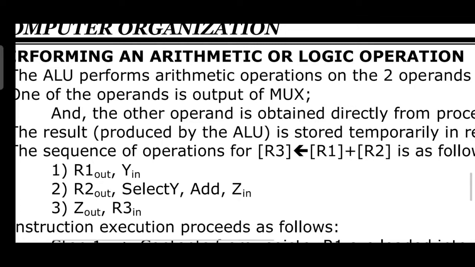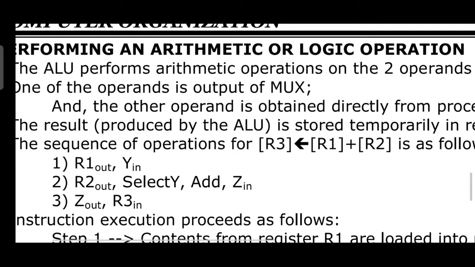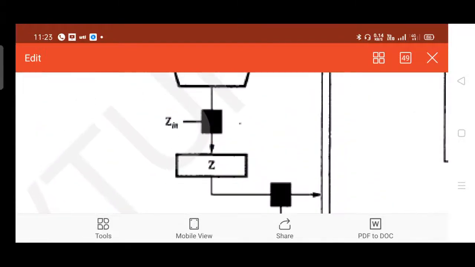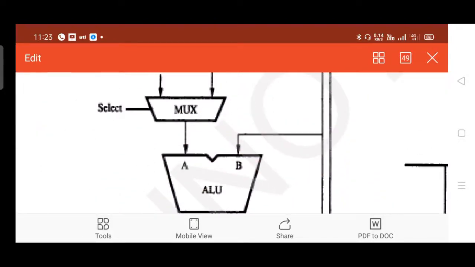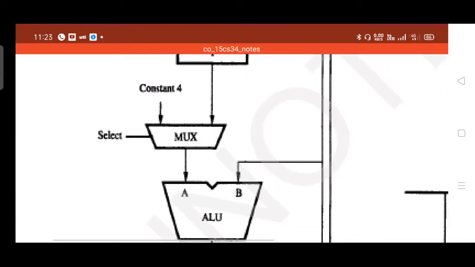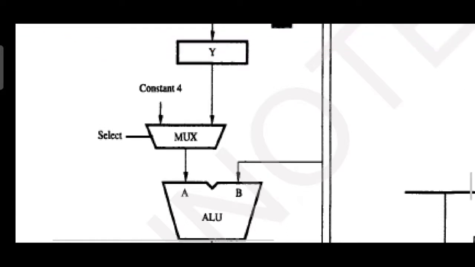Next, what is to be done? Since the ALU takes 2 inputs, one input is A, which comes from the multiplexer, and the second input is B, which comes directly from the internal processor bus. Check the diagram, the same video contains the diagram. You will come to know. Here A and B are the 2 inputs. B is taken directly from the internal processor bus and A from the multiplexer. Now from the multiplexer, which value is to be driven?